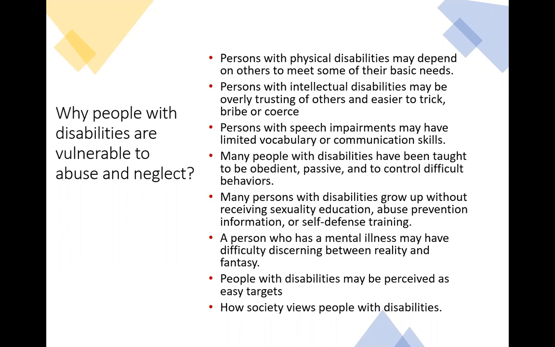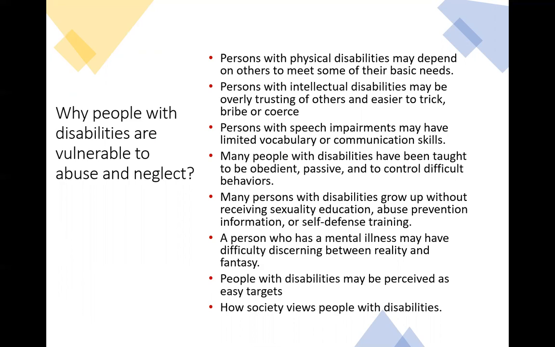There are several reasons why people with disabilities are more vulnerable to abuse and neglect. A few of them include: persons with physical disabilities may depend on others to meet some of their basic needs. Care providers may be involved in the most intimate and personal parts of an individual's life, which may increase the opportunity for abusive acts. Persons with intellectual disabilities may be overly trusting of others and easier to trick, bribe, or coerce. They may not understand the differences between sexual and non-sexual touches, and persons with cognitive disabilities who are abused may not understand the violation is not normal, especially in the case of sexual abuse.